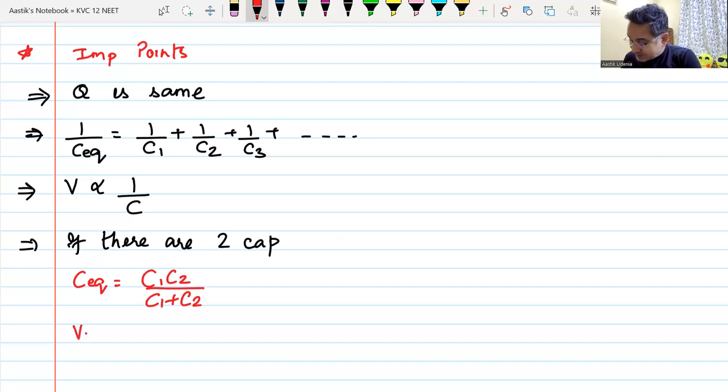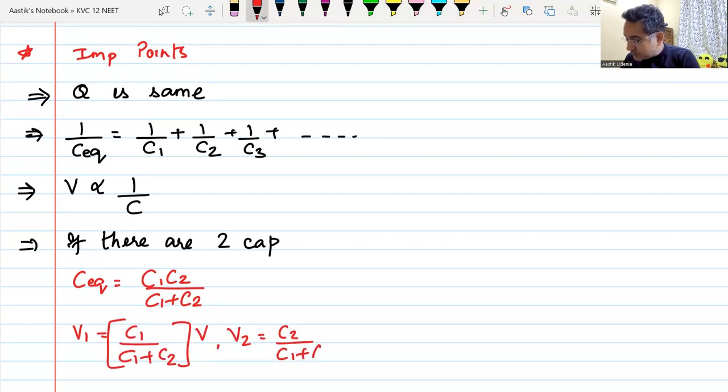Similarly, for two capacitors, the potential difference across C1 can be written as C2 upon C1 plus C2 into V. And for the second, the potential difference can be written as C1 upon C1 plus C2 into V.